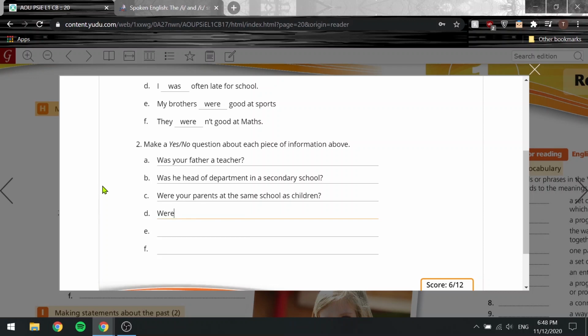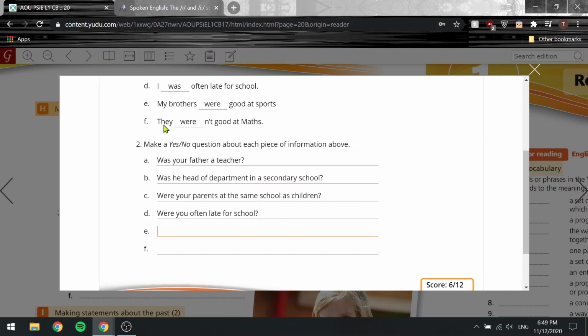Were you... By the way, you guys, I know that I is one person, but I can't use the word was with you. Notice how when I'm asking questions, I'll say, are you sick? I never say, is you sick? That's the same thing that applies when it's in the past. So I can't say, was you late for school? But I can say, were you late for school? Okay? Just something that you guys have to keep in mind, especially in the future when you start talking and writing as well. So were you often late for school? And it's question mark. So were you often late for school?